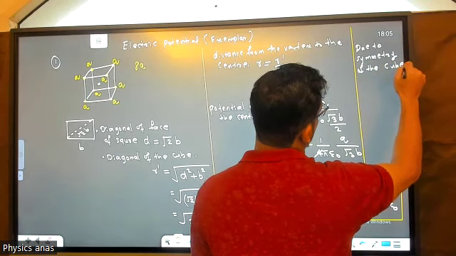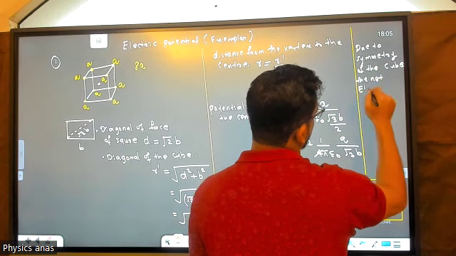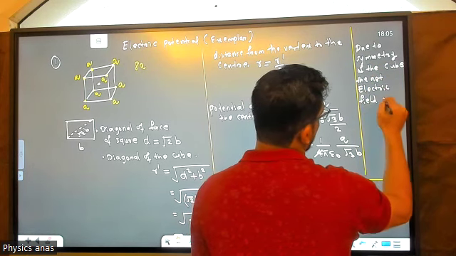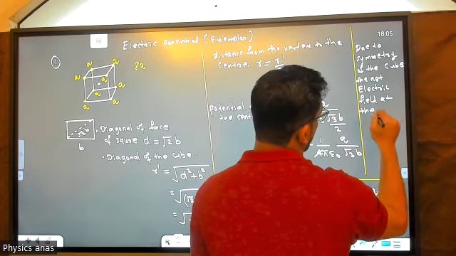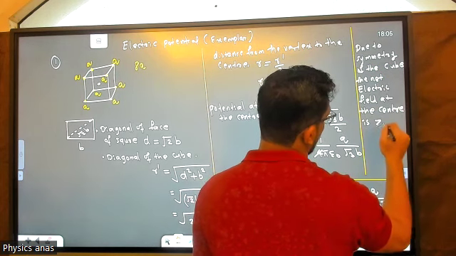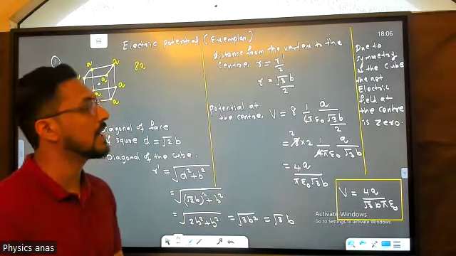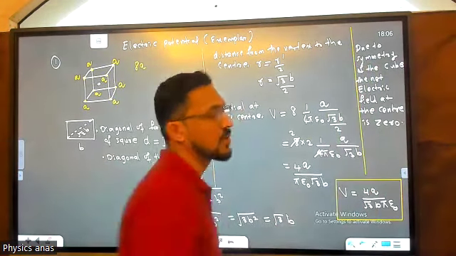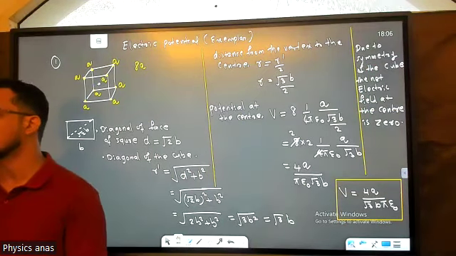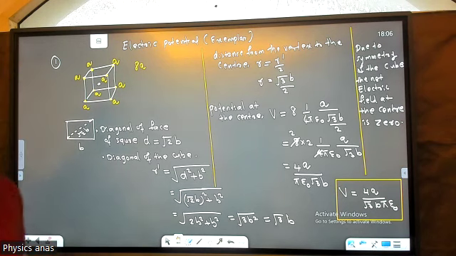Due to symmetry of the cube, the net electric field at the center is 0. That's our answer. Due to symmetry of this cube, the net electric field at the center is 0.